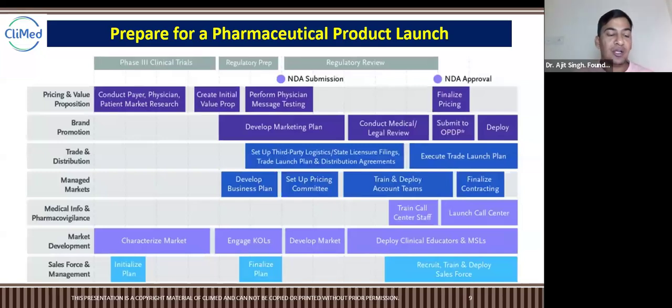Or any manufacturer plans for the marketing, or plans for the product launch. Okay, plan for the marketing launch, right? So that is about the pharmaceutical product launch. That is about the pharmaceutical product launch, right? So any questions, guys, here?